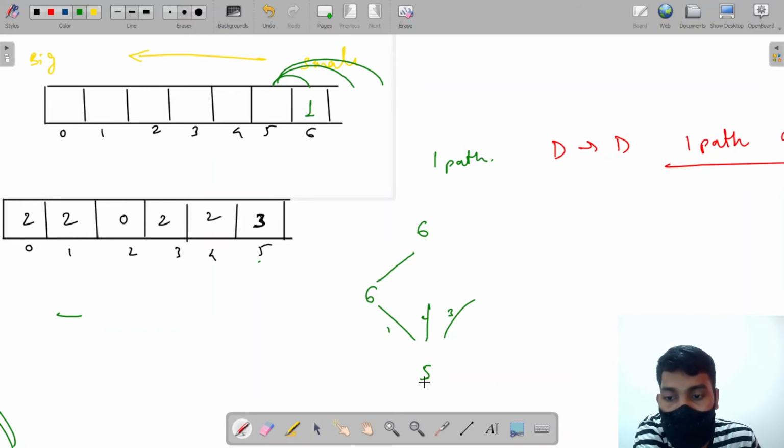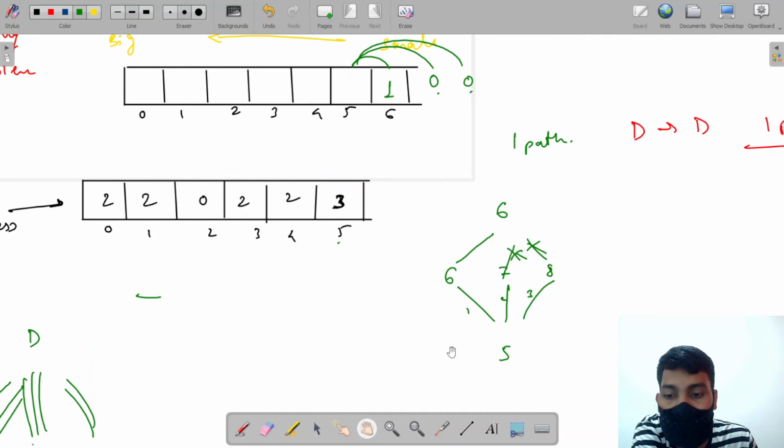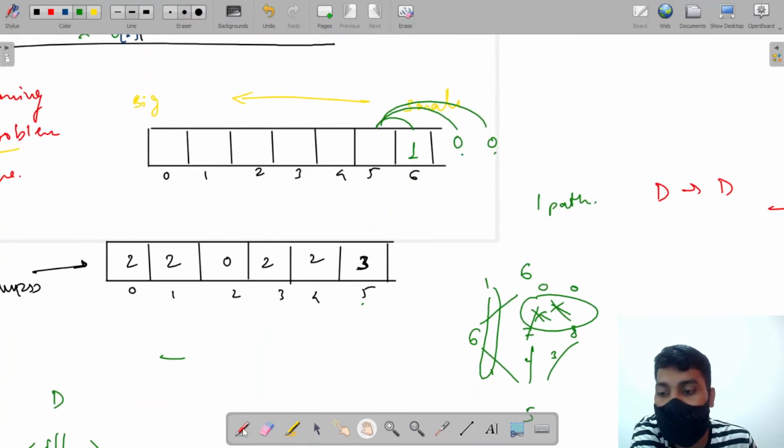Now from 5, if we take 2 jumps, we are going to the 7th stair, and with 3 steps we are going to the 8th stair. These 2 stairs are beyond the destination, that means there is no path. There is no path to reach 6, therefore the answer will be stored as 0. So we are going to add these 3: this is one path, these two are 0 paths. Therefore, we add these three and store the answer as 1 here.